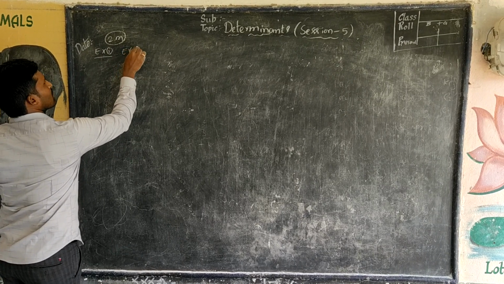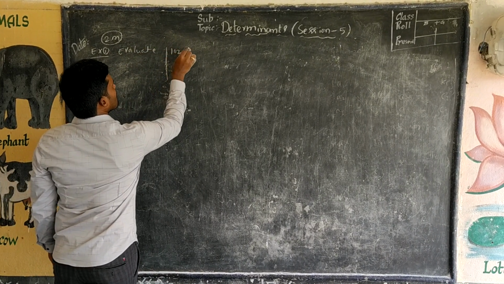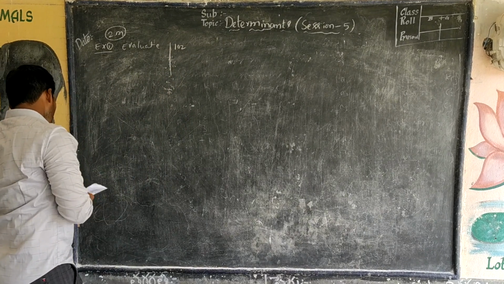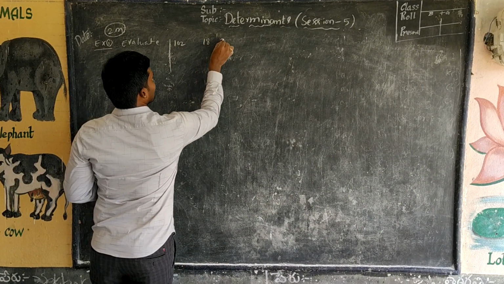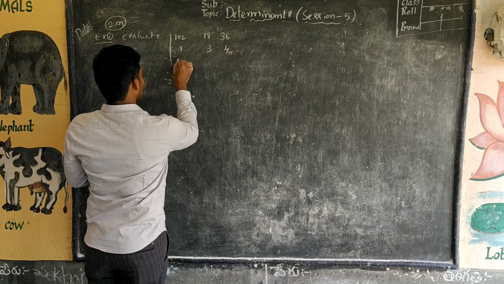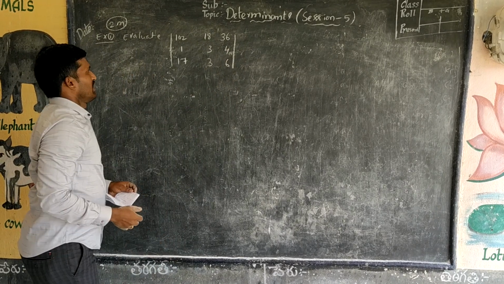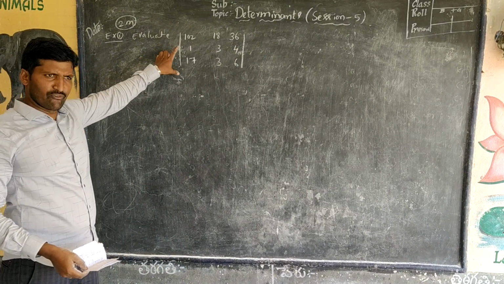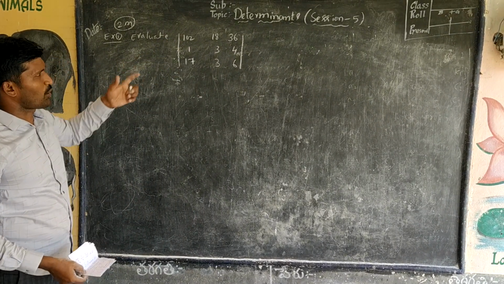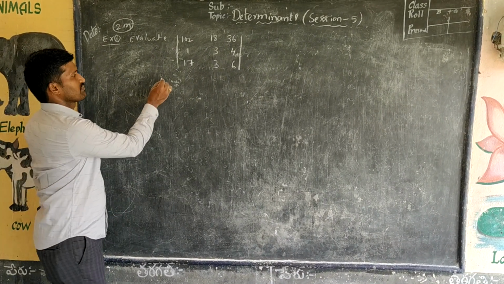Evaluate the determinant of 102, 18, 36, 134, 17, 36. Directly expanding is difficult, so don't expand. We need to use some properties. By using properties, we can evaluate this value easily.